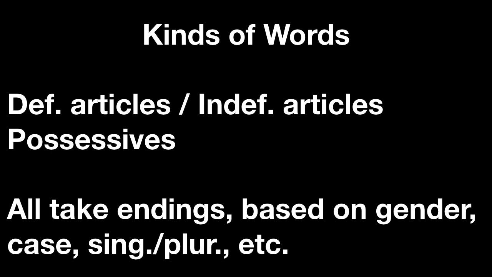All right, let's talk about types of words. There are many different types of words, and we have to know which kind of words we're working with because that's going to help us know which kind of endings they need. It's all about the endings. So, for example, there are definite articles and indefinite articles. There are possessives. And these kinds of words and many other kinds of words take endings.